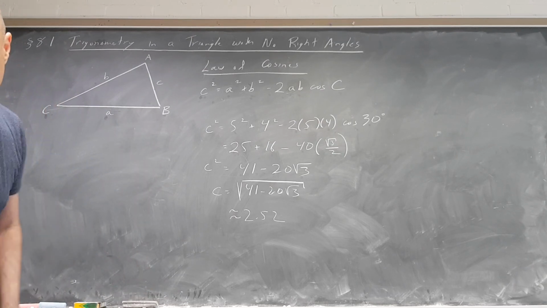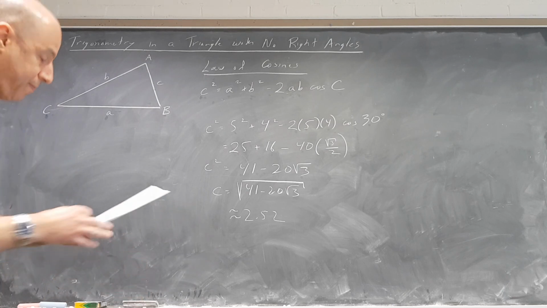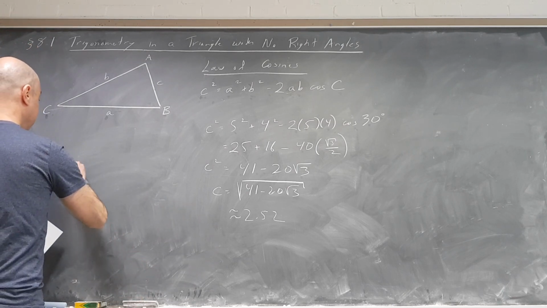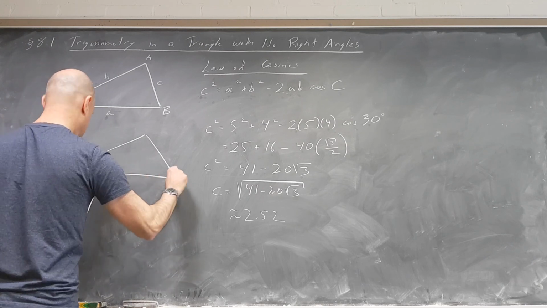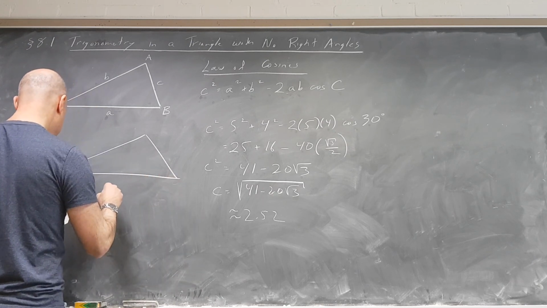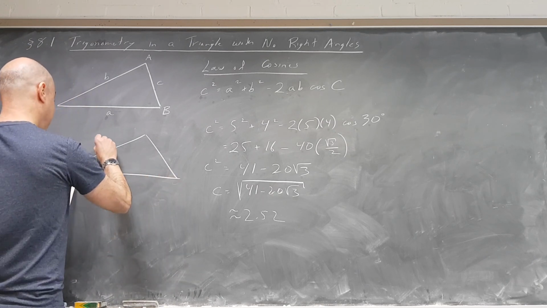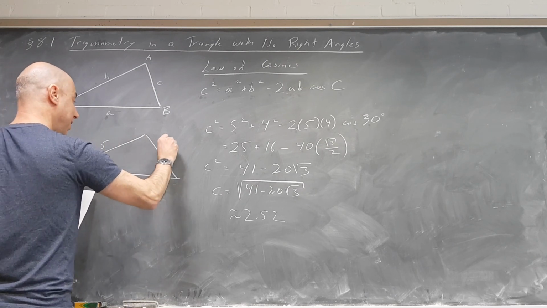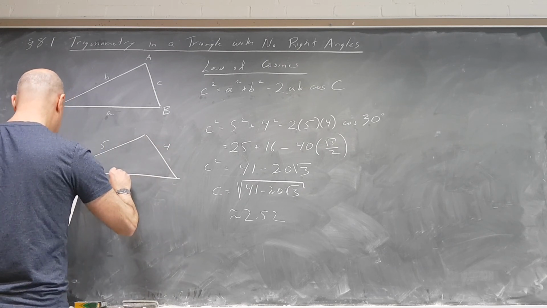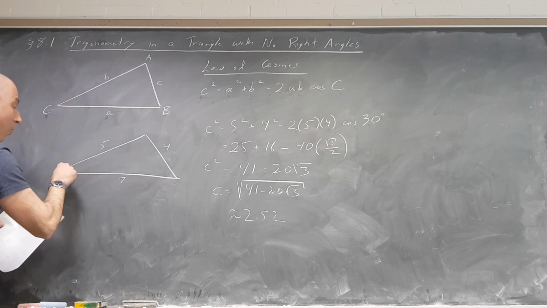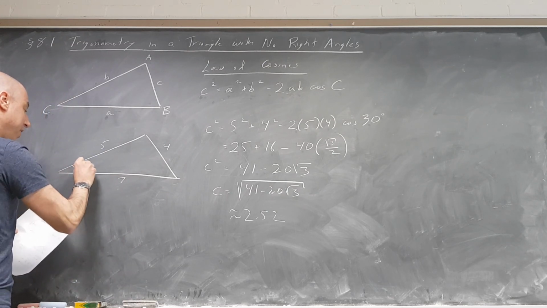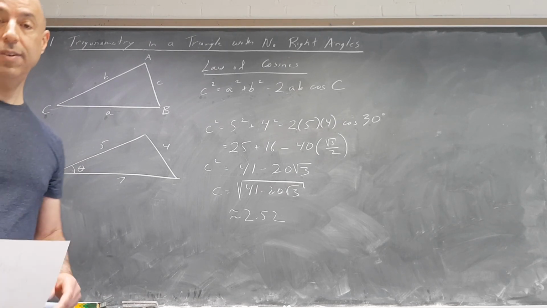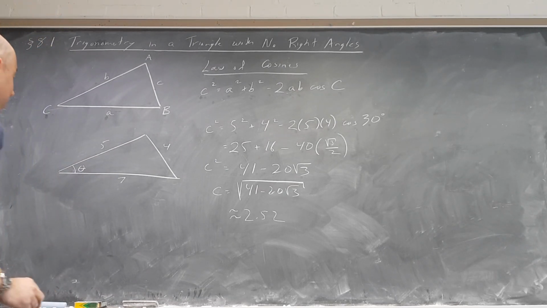Let me draw another triangle. And this time I'm going to give you 3 side lengths. I'll say this has length 5, and this has length 4, and this has length 7. And what I want you to find is the angle this time, which I'll call theta. The measure of that angle I'll call theta.